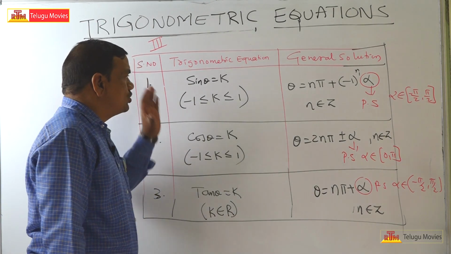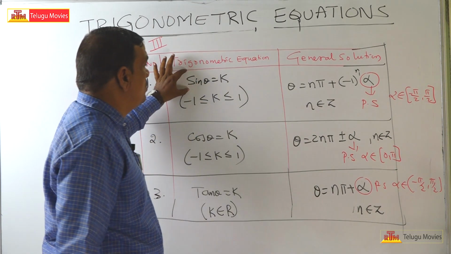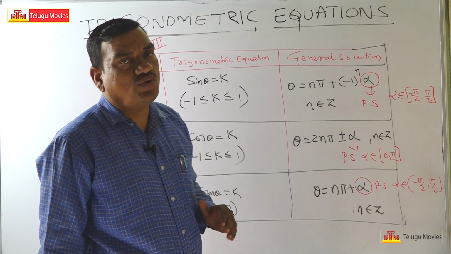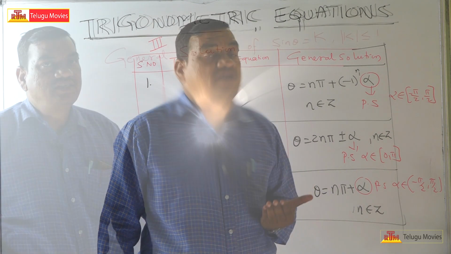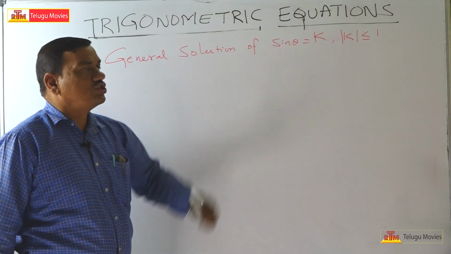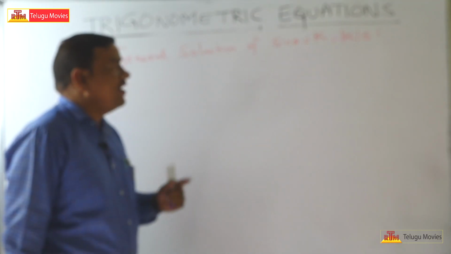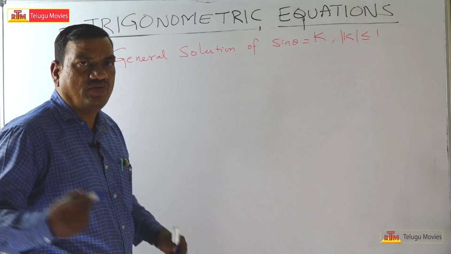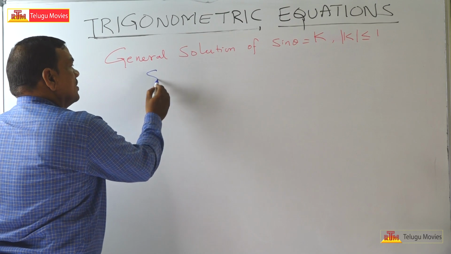Okay now, right. So how to get these solutions, sir? Is there any procedure? Yes. For everything there is a proof. That proof I will explain. Let us see the general solution of sin theta is equal to k, where modulus of k is less than or equal to 1. So let us see, a very simple, very easy solution it is.